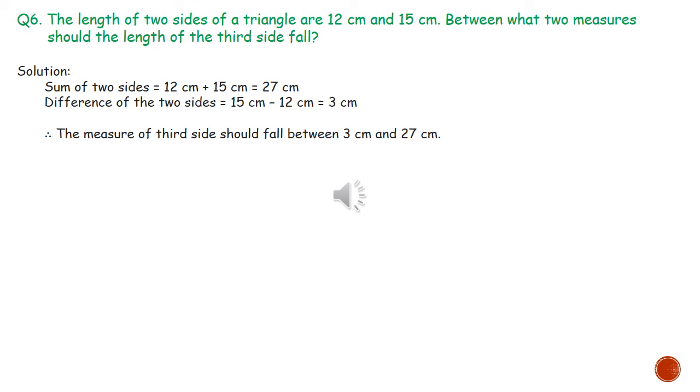Difference of two sides is 15 minus 12, that is 3 centimeter, and the property says the difference of two sides must be less than the third side. So the measure of the third side will fall between 3 centimeter and 27 centimeter.